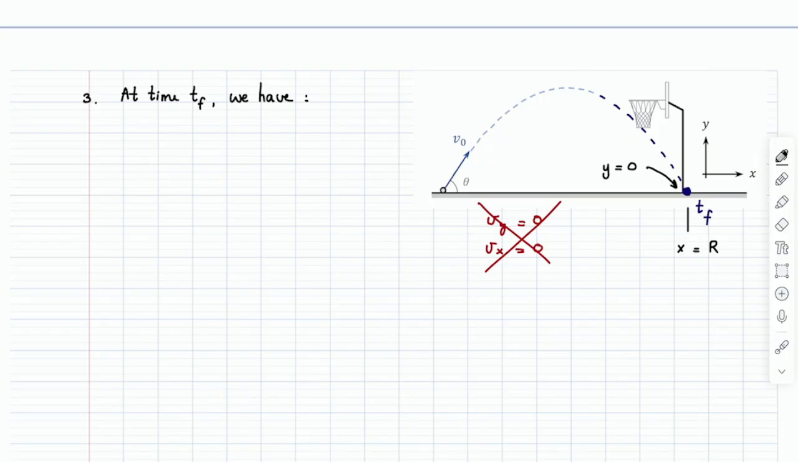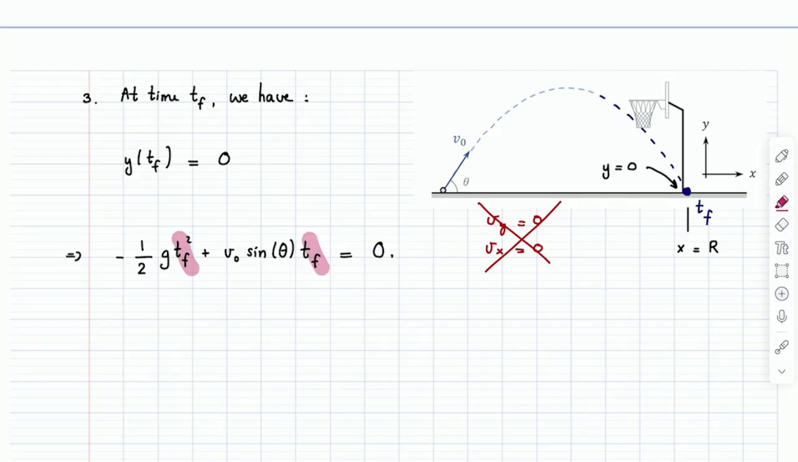So the only thing that I know to be true for sure, that's helpful anyway, is y at t final is 0, right? Okay. Well, so what does that mean? Well, it means that minus 1/2 of g t final squared plus v naught sine theta t final has to be 0. Now keep in mind, my unknown is t final. That's what I'm solving for.